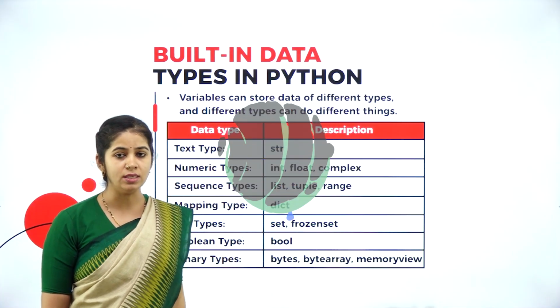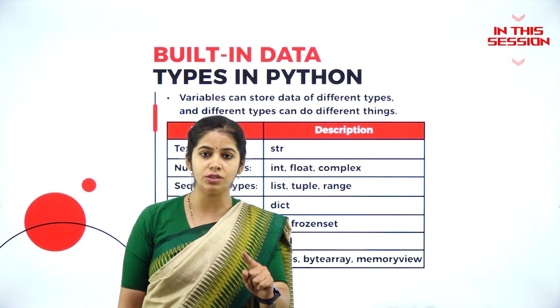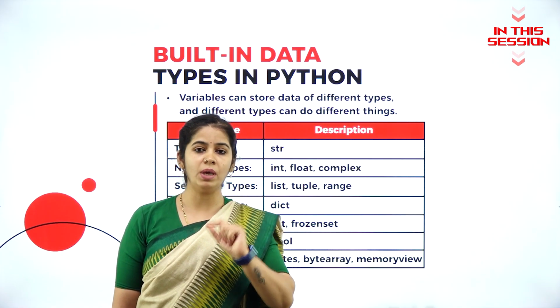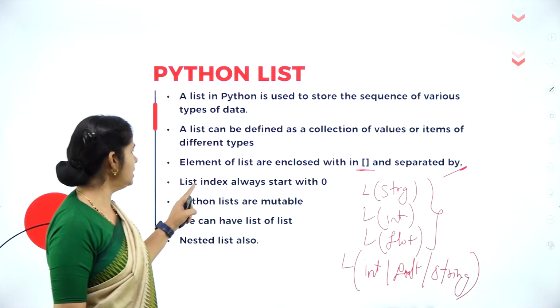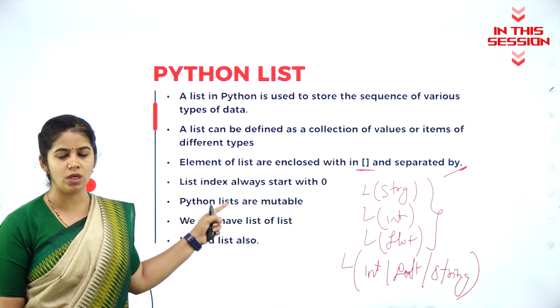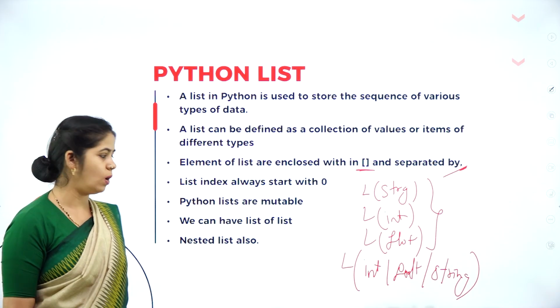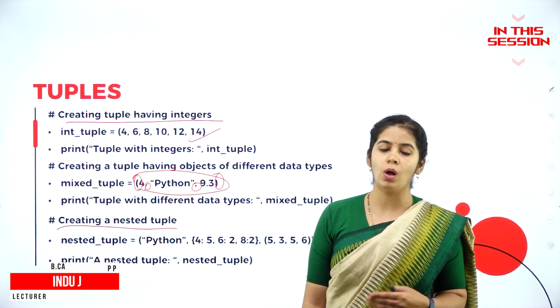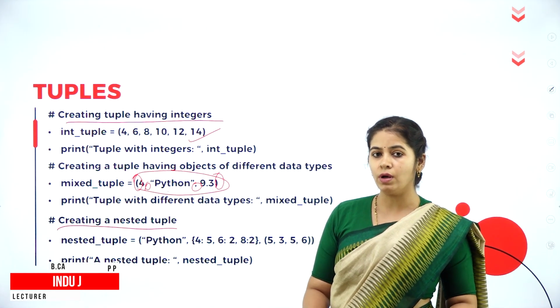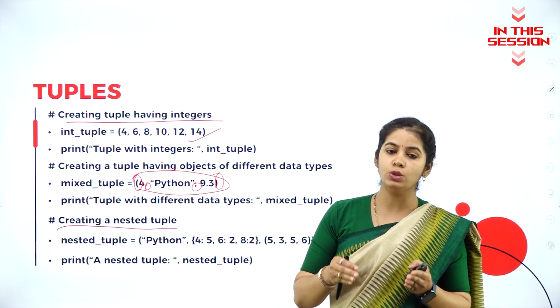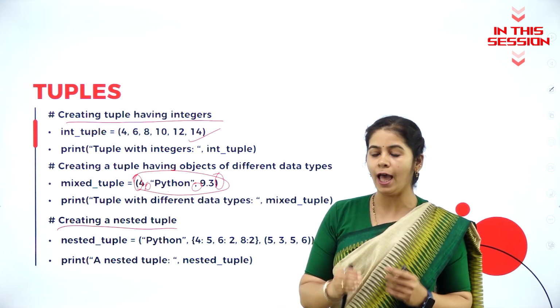Make a note on this, you don't have a single character as a data type here. A character cannot be considered as a data type. List index always starts with 0. As array index starts with 0, list index will also start with 0. It is allowed to have a nested tuple also. We can have a nested tuple by having a list within the tuple as one of the values or elements.